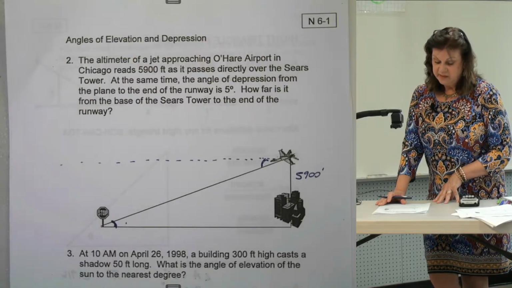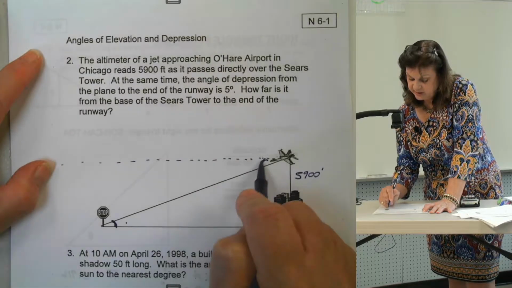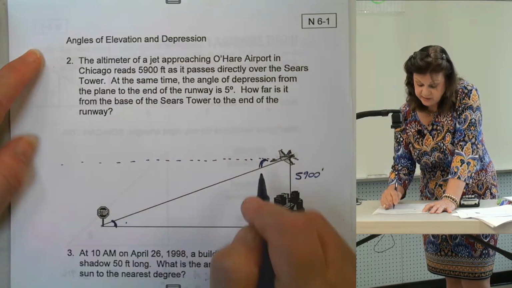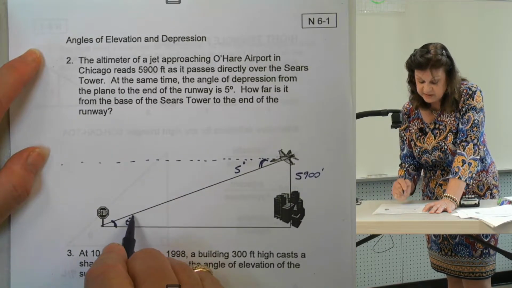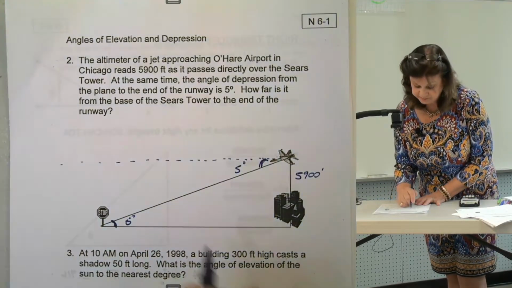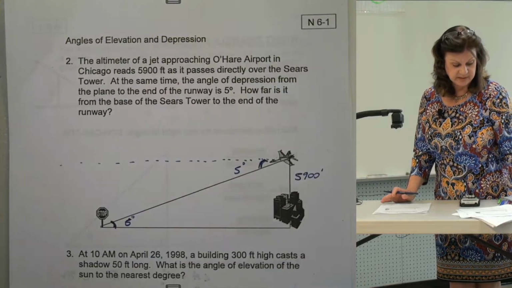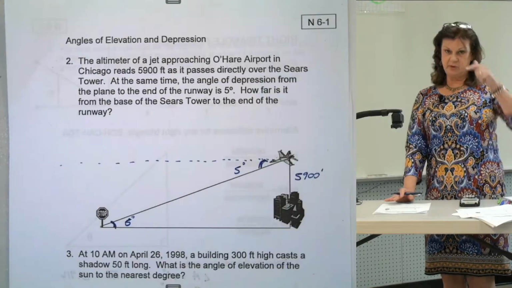At the same time, the angle of depression from the plane to the end of the runway. So the pilot's looking down. Again, there's this imaginary horizon going out. He's looking down, and his angle of depression is 5 degrees. That means your angle of elevation is 5 degrees. The opposite interior angles, and don't ask me too much about that because I am really, really bad with the geometry, but that part I know.